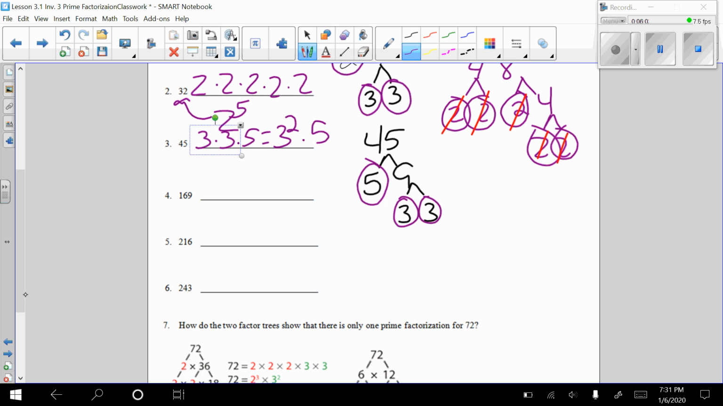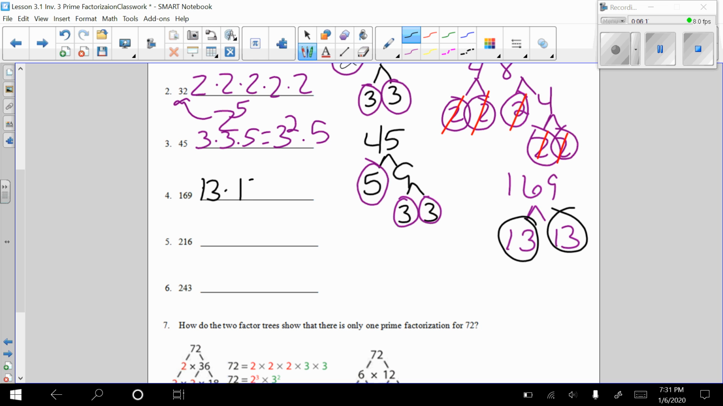Going down to 169. What can I multiply together to get 169? Well, 13 times 13 gives me 169. And that is a prime number. So 169 equals 13 times 13, or as an exponent, 13 squared. You can go ahead and keep trying the rest of these. I'll write down the answers, come back and check them to see if you got the same answer that I got. Welcome back.